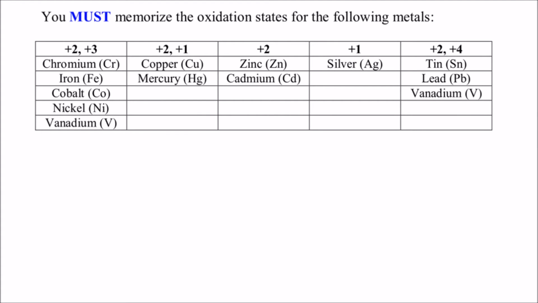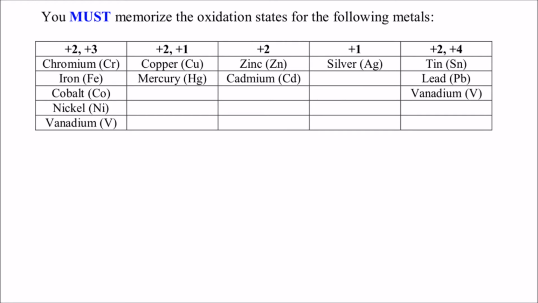You need to memorize the oxidation states for these elements here. I'm going to take a few off the list for regular or on-level chemistry classes. Pre-AP students, you need to know them all. But on-level students, you don't need to know vanadium, so you can cancel that off of the list. I think that's everything actually. So pre-AP, you just need to add vanadium into your repertoire.